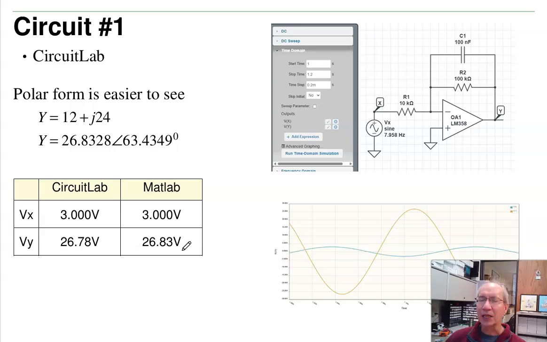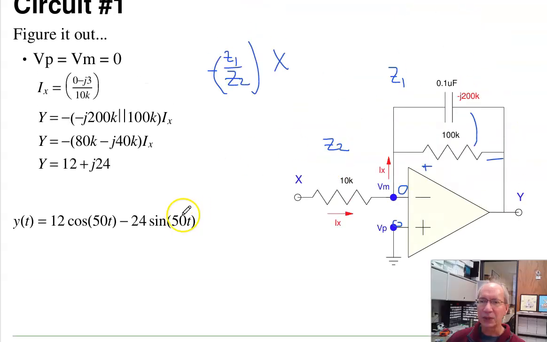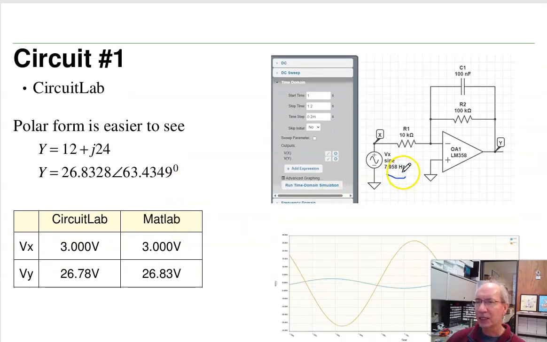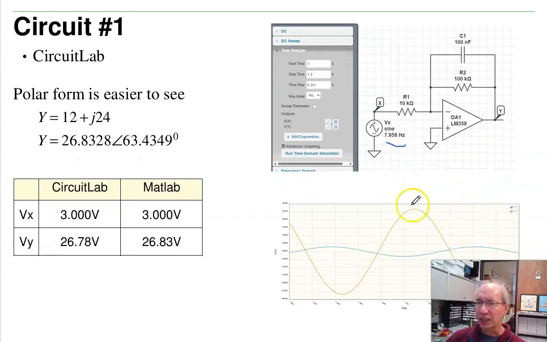If I want to check in Circuit Lab, just build the circuit in Circuit Lab, apply a sine wave. Again, kind of note, Circuit Lab uses hertz. This is in radians per second, so 50 radians per second divided by 2 pi is 7.958 hertz. Here's my sine wave. Apply it, measure the voltage at y. So here is x in blue, this is y. The peak shows up easier.